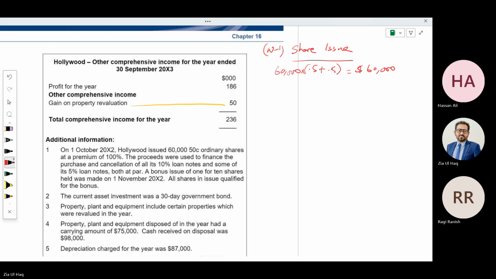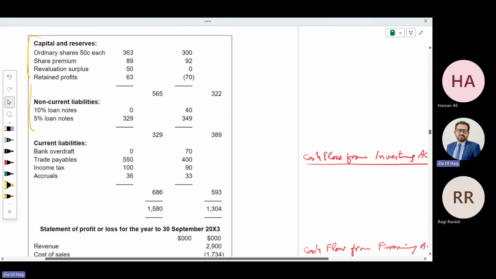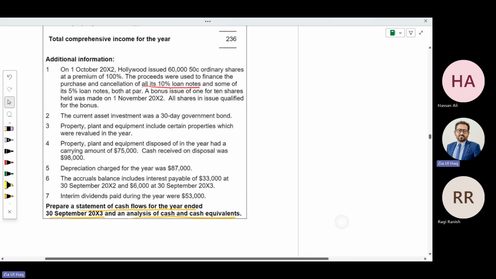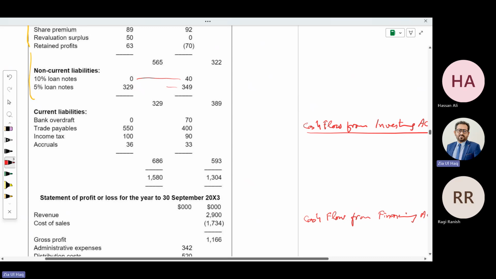The proceeds were used to finance the purchase and cancellation of all the 10% loan notes. Whatever amount they received, through that they paid all the 10% loan notes. That's why it becomes 0. And some of the 5% loan notes, that's why it is reduced by 20.